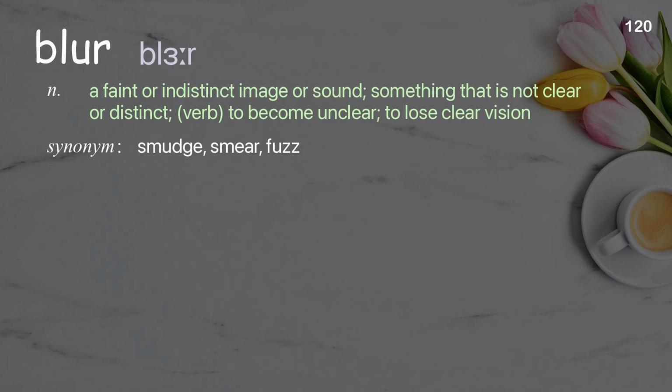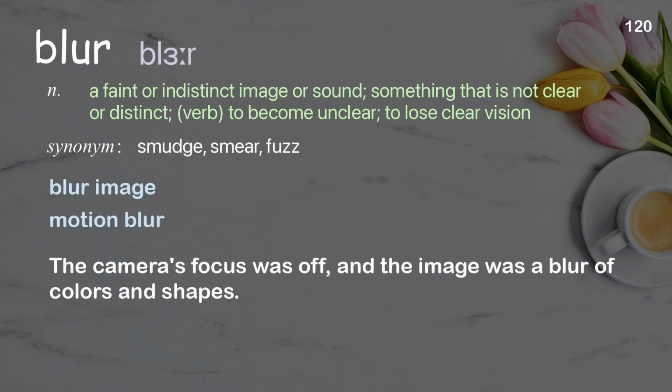Blur. A faint or indistinct image or sound; something that is not clear or distinct. Verb, to become unclear, to lose clear vision. Examples: Blur image. Motion blur. The camera's focus was off, and the image was a blur of colors and shapes.